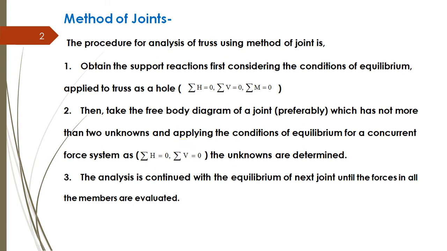Got it? First find out the support reaction by using the three conditions of equilibrium. Second, choose the joint which does not have more than two unknowns. Then apply the condition of equilibrium of concurrent force system and solve this joint. Once that joint is over, then take the next joint, and the analysis should be continued in the same manner as that of step number 2. Got it? I think all of you have cleared this.